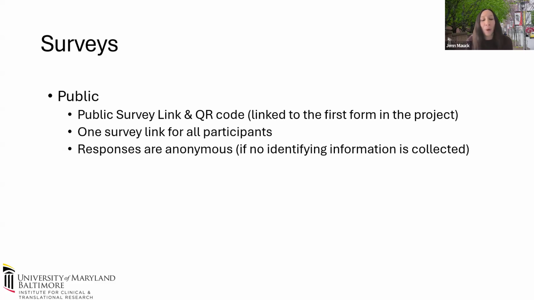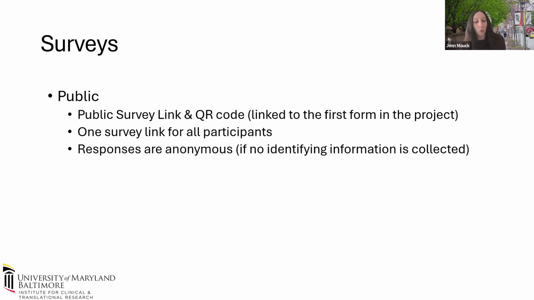So REDCap supports both public and private surveys, and the choice on which to use depends on whether responses need to be anonymous or linked to a specific participant. So public surveys are a single link or QR code for a link, which is always linked to the first form in a project. This one link can be shared with and completed by all participants, and responses collected with a public survey are anonymous if no identifying information is captured within the survey itself.